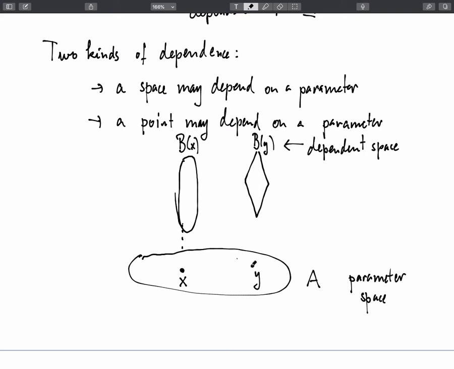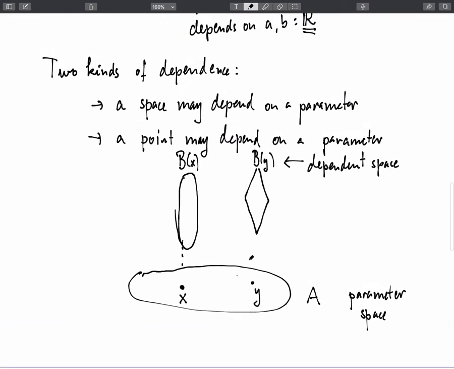We had lots and lots of fibers. In most cases, the fiber was always the same. So in the interesting cases, it was the same fiber over and over. But there is nothing that prevents it from varying. It could be a different fiber depending on x and y. Yes? Okay, so that's another case.